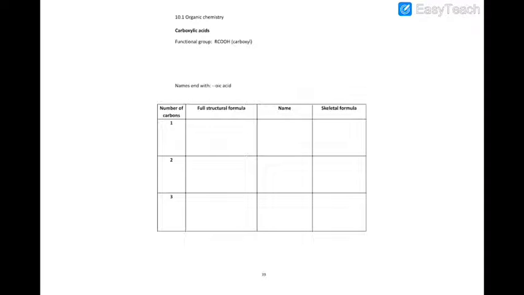Now, carboxylic acids have the carboxyl group. You have the carbonyl group, which is in aldehydes and ketones. This is the carboxyl group, where you have the COOH, and this is bonded to an alkyl chain. If you have one carbon, then R is going to be equal to H.